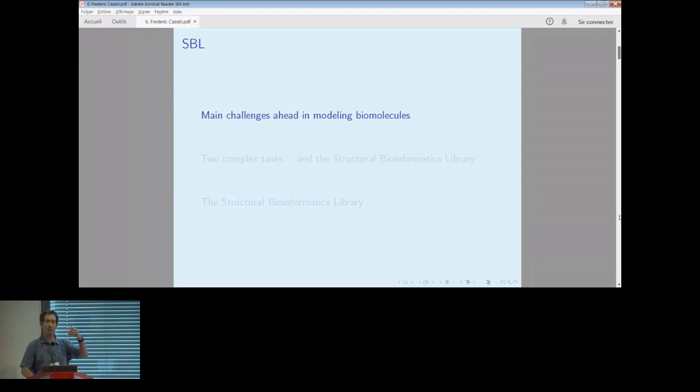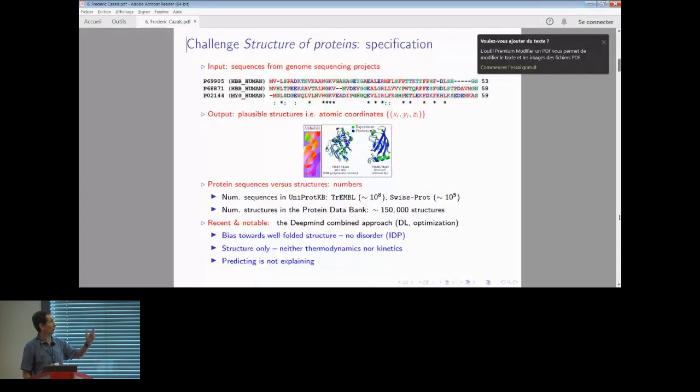And so this will give me the opportunity to mention some of the software tools which are available. And to conclude, I'll talk about the library itself. So, of course, if we are addressing challenges in modeling biomolecules, everybody knows this one, which has essentially been solved. You get a sequence, you want a plausible structure, namely the coordinates of the atoms.